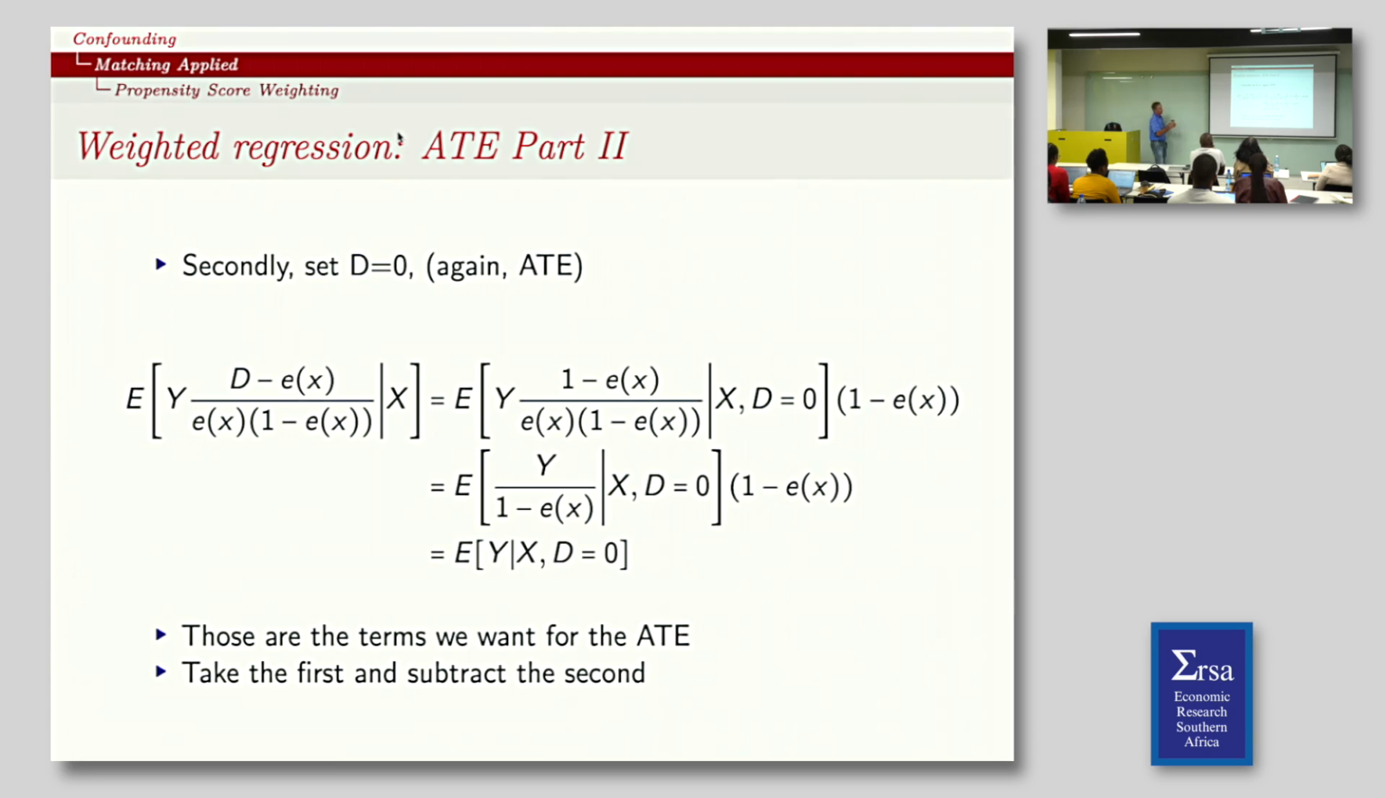And we end up with the expected outcome given the x's and d equal to 0. And so the difference between those is, of course, the average treatment effect that we want. So this basically shows us that in principle the average treatment effects can be calculated from this weighting structure, which is really all I wanted to get across.